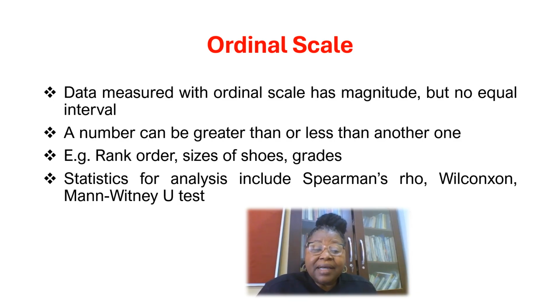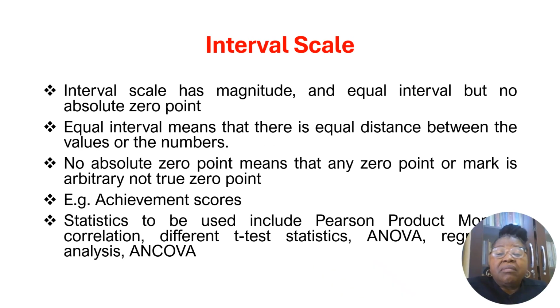We have talked about the ordinal scale. The ordinal scale is the one that has magnitude but no equal interval. We now have the interval scale. Interval scale has magnitude, equal interval, but no absolute 0 point. Equal interval means that there is equal distance between the values or the numbers. No absolute 0 point means that any 0 point or mark is arbitrary, not a true 0 point.